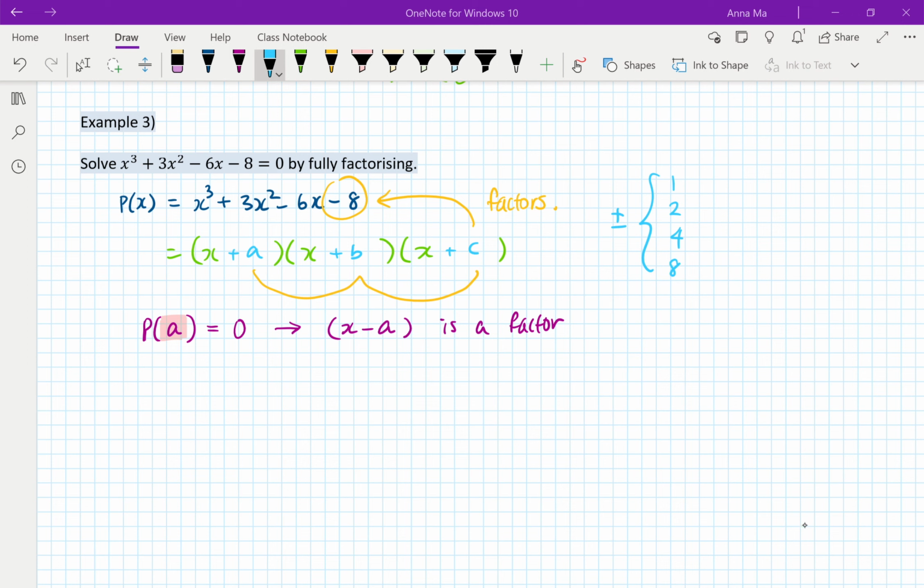So let's try +1. Let's try -1. So let me write that down. We got P of -1 to be 0. Now that's going to suggest that x plus 1 is a factor. So I've already found one factor of the factorization. Let's move on to 2. Another one. So P of 2 is equal to 0, suggesting that x minus 2 is a factor.